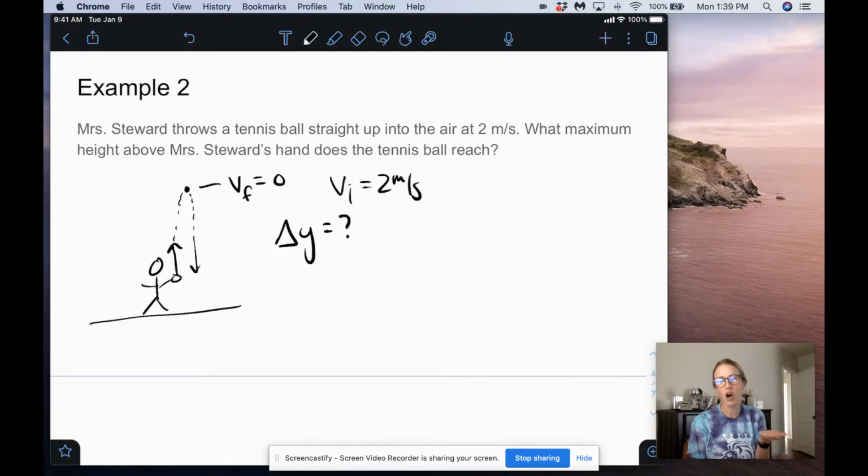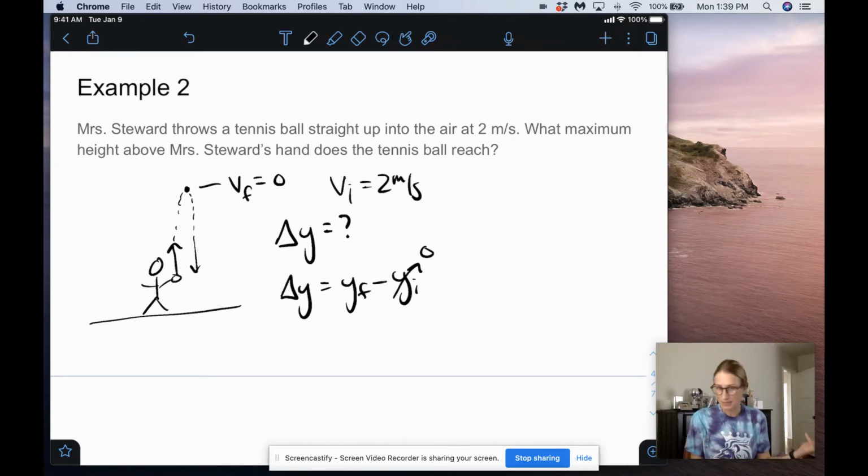And I know delta y is y final minus y initial, final position minus initial position, but the initial position here is 0 because that's my hand. So really my delta y is my final position, which is what I'm trying to find.